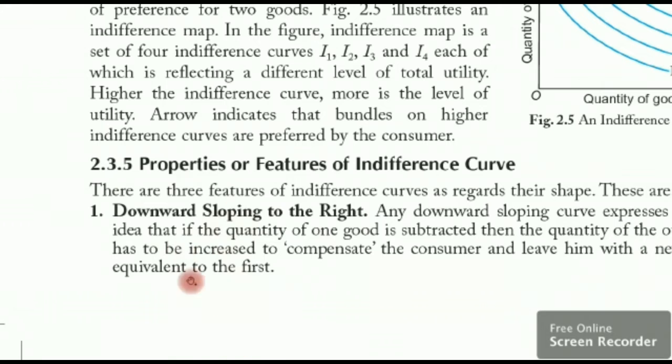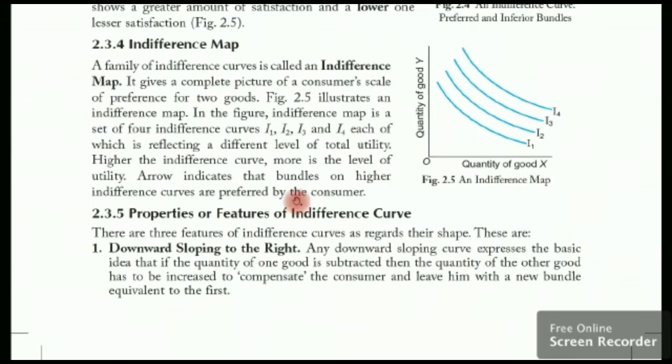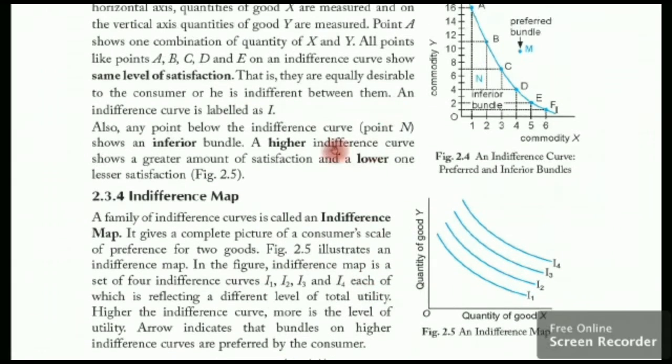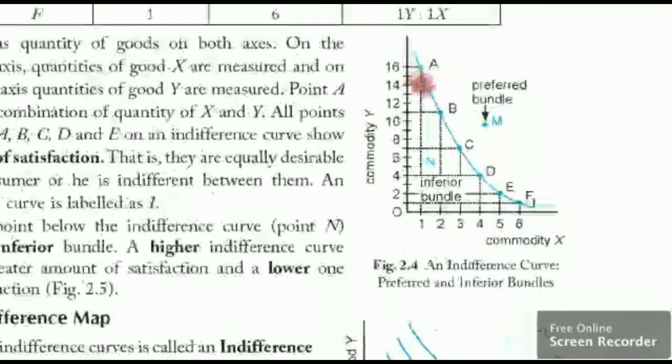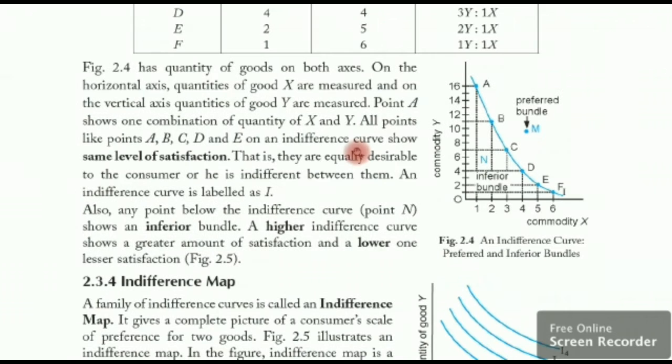Number one property is that indifference curves are downward sloping to the right. Very simple reason: it is the application of the marginal rate of substitution that makes it downward sloping, right? Downward sloping to the right, not to the left, and not upward either.